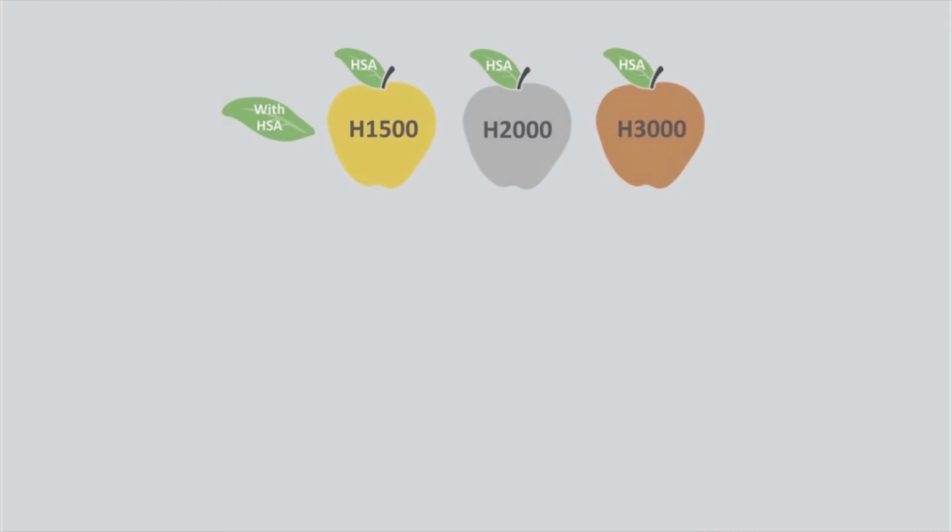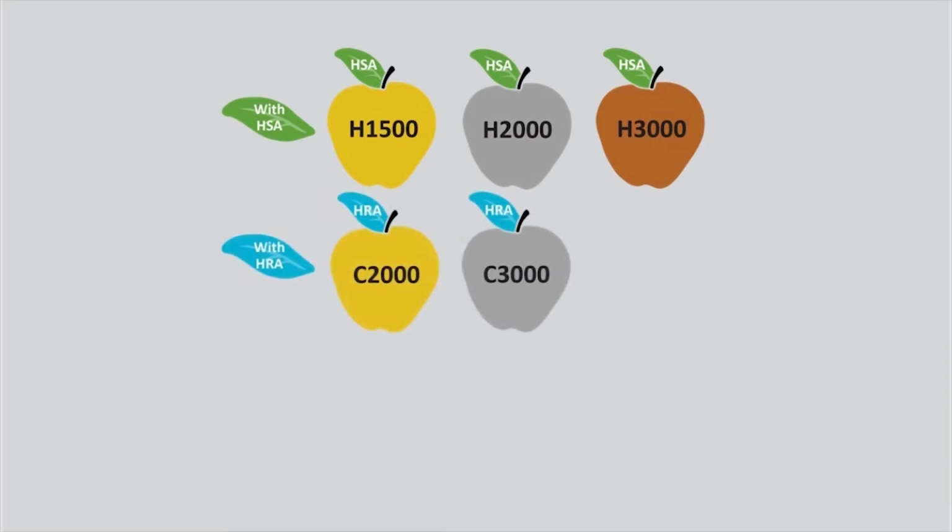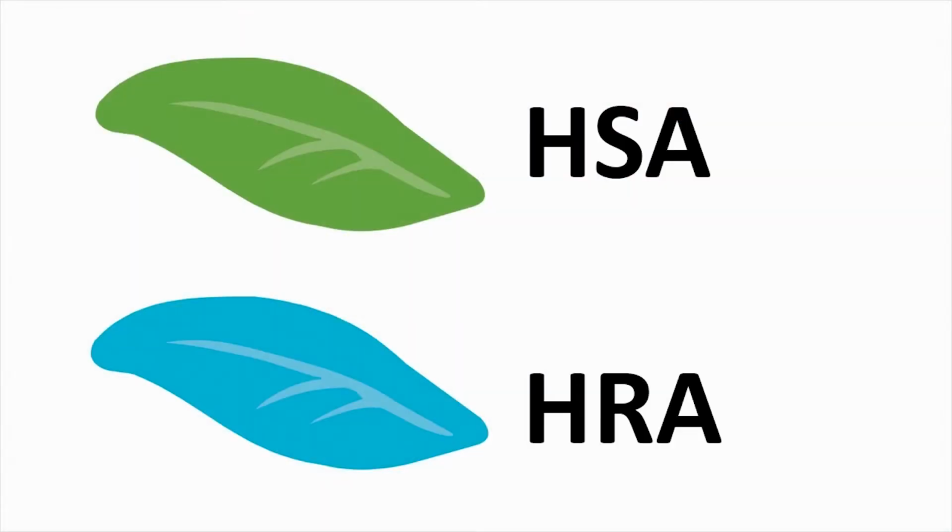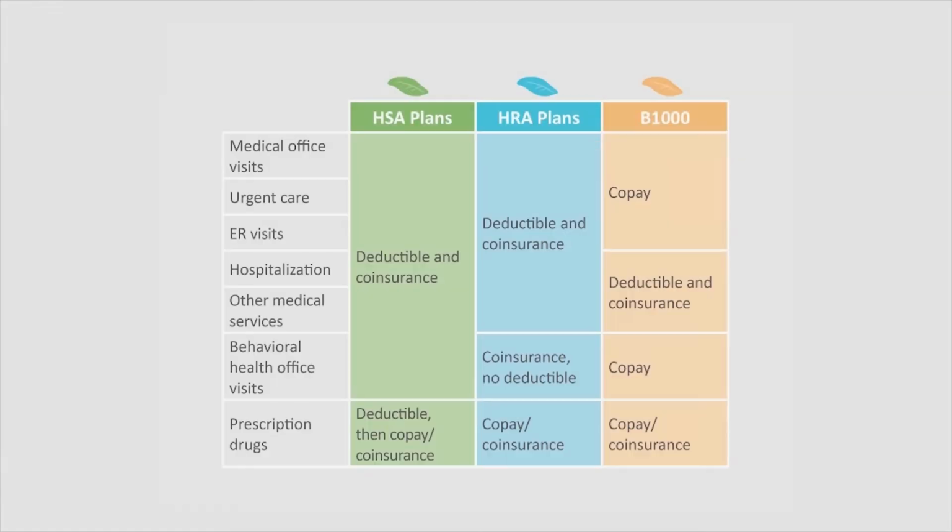3 of the options are referred to as HSA plans. They are paired with a health savings account. 2 plans are referred to as HRA plans. They are paired with health reimbursement accounts. There is also a traditional plan, the B1000, which in most cases does not include either type of account. Both types of accounts cover medical expenses with allocated money on which you don't pay taxes. There are differences in how each plan works.